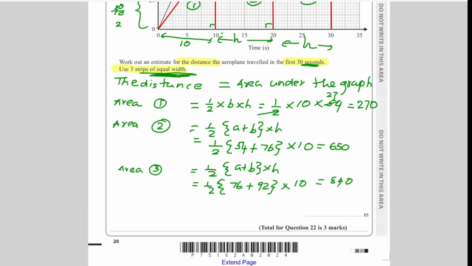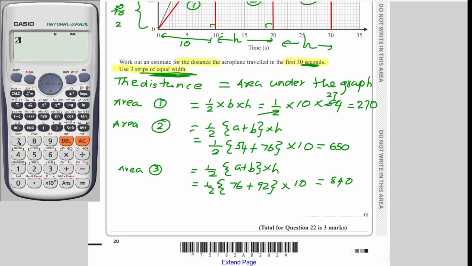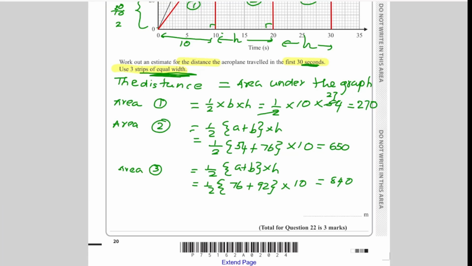Right, now let's add them all together. 270 plus 650 plus 840. They add up to 1760. Then the distance is 1760 meters.